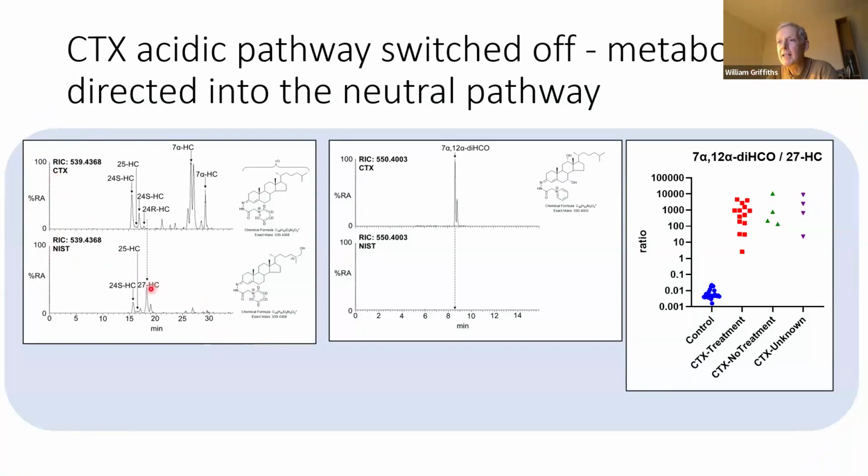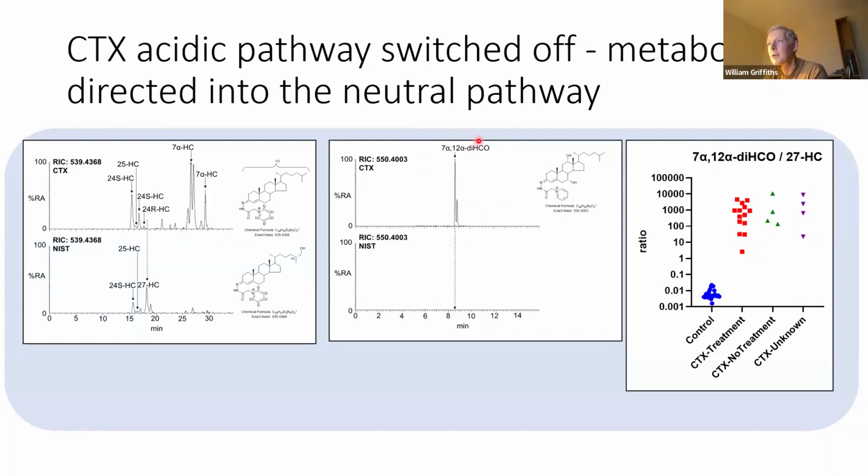So in the control, 27-hydroxycholesterol is decent size, and in the CTX patient it has completely disappeared because the enzyme to make it is gone. Instead, metabolism got shifted into this neutral pathway, and these early metabolites of the neutral pathway go up. This one's also an early member of the neutral pathway, which is almost absent in the healthy control.